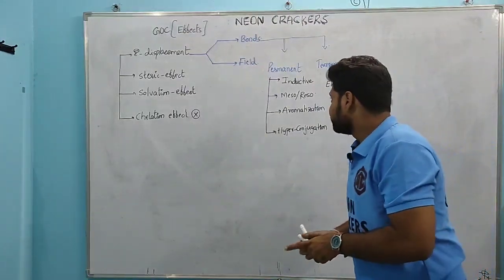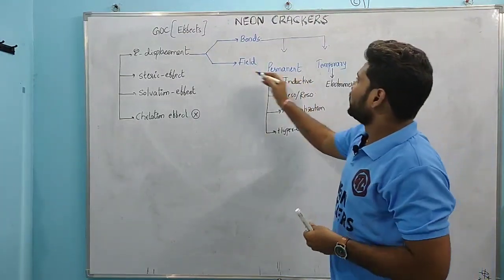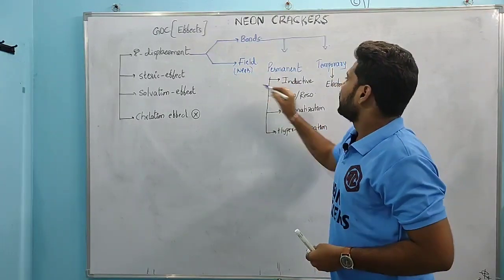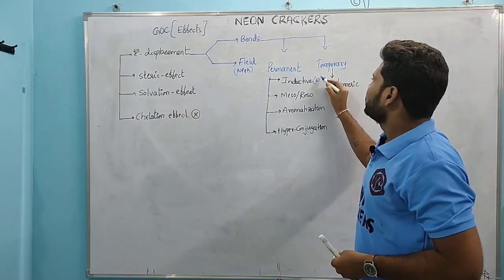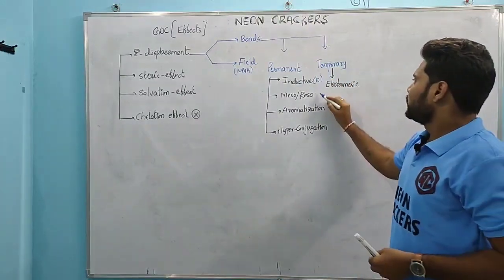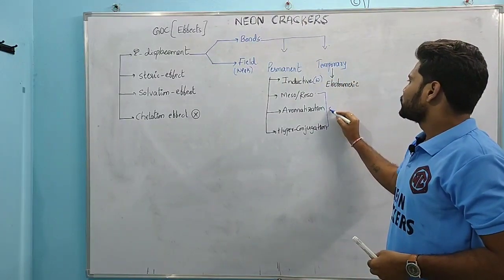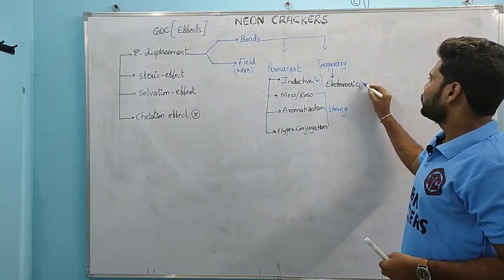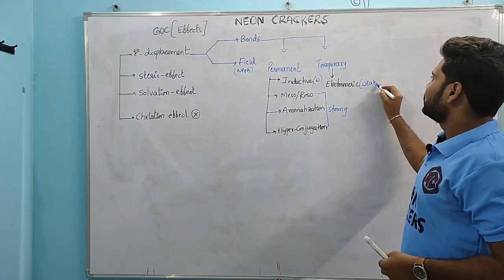One more important thing here: the field effect is a weak effect, and the inductive effect is also a weak effect. The remaining three are stronger effects. The electromeric effect, of course, is a weaker effect.